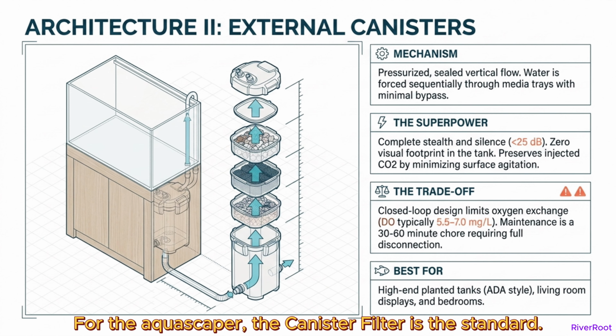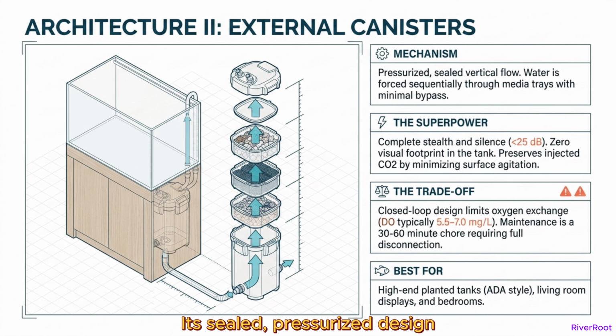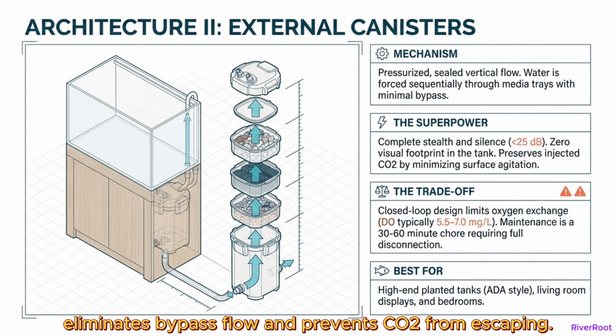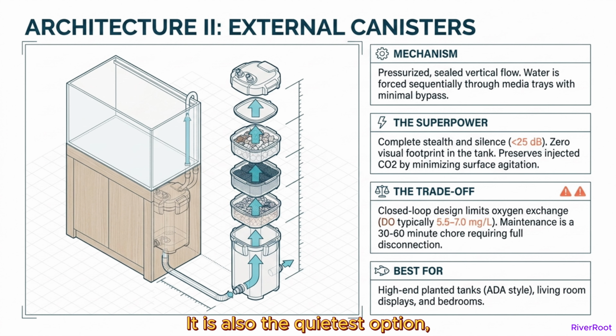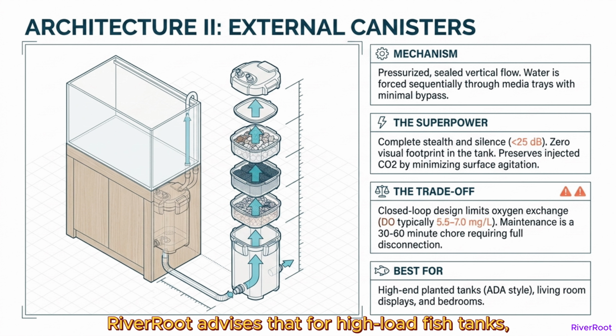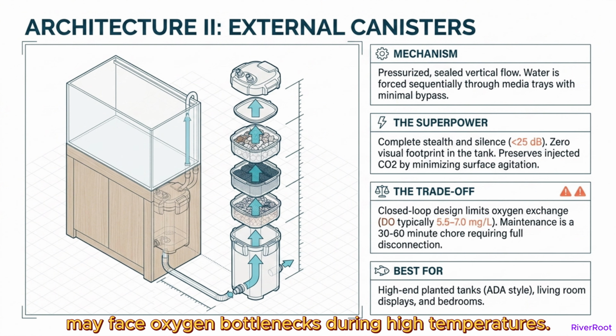For the aquascaper, the canister filter is the standard. Its sealed, pressurized design eliminates bypass flow and prevents CO2 from escaping. It is also the quietest option, often operating below 25 decibels. However, being a closed system, its oxygenation is limited. RiverRoot advises that for high-load fish tanks, a canister filter alone may face oxygen bottlenecks during high temperatures.